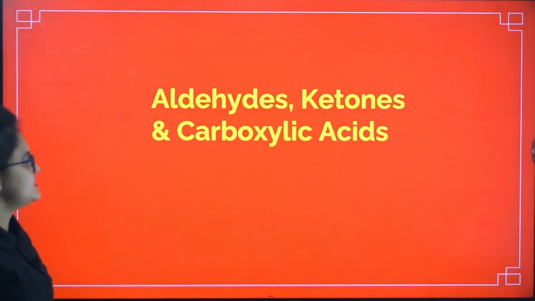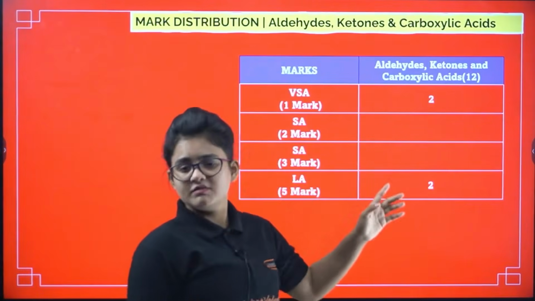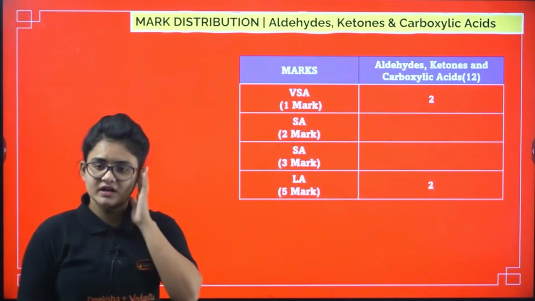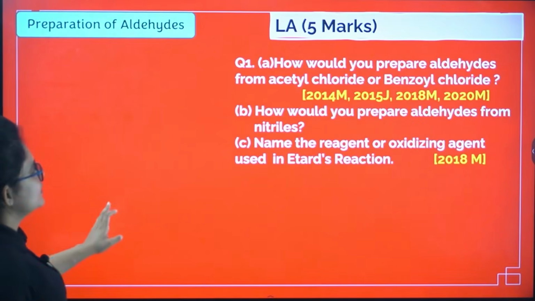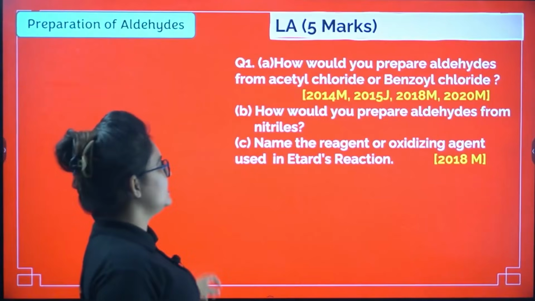Okay, so aldehydes, ketones and carboxylic acids. This is the marks distribution: very short answer type you can get 2 and long answer type you can get 2. Next question, this is the long answer type question. You can see, how would you prepare benzaldehyde from acetyl chloride and benzoyl chloride?